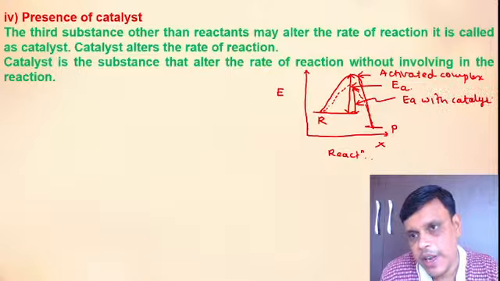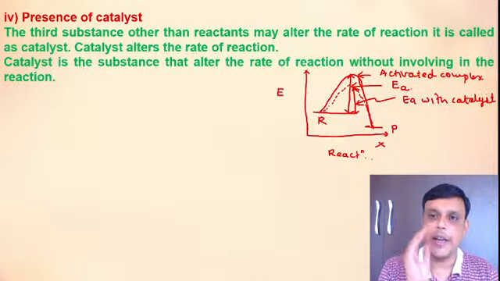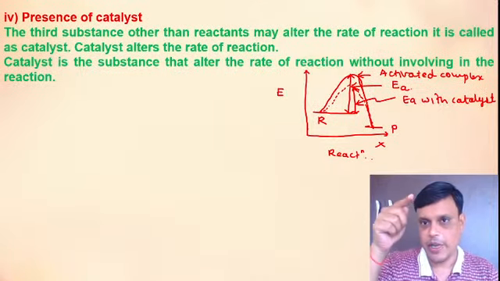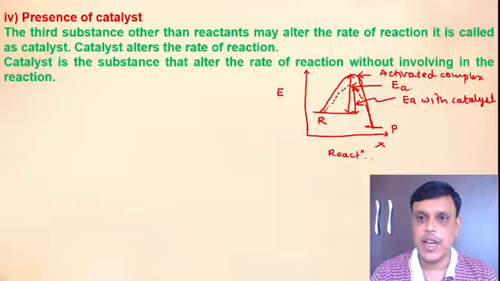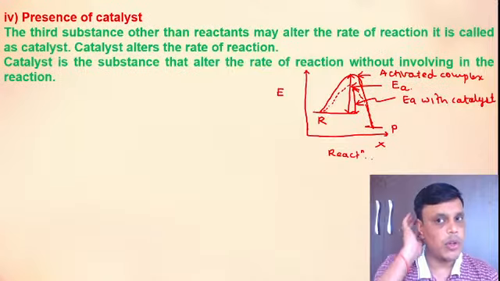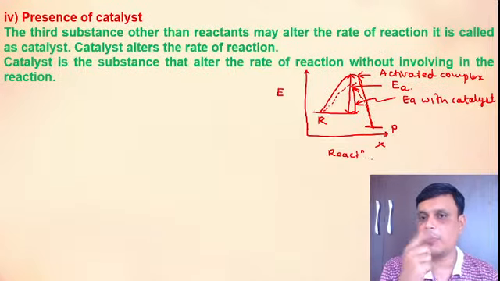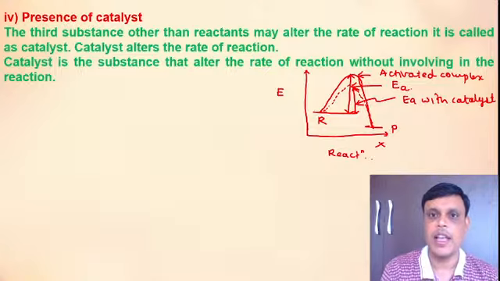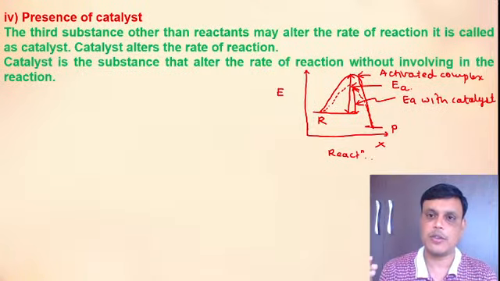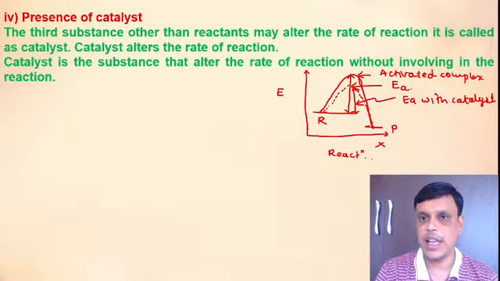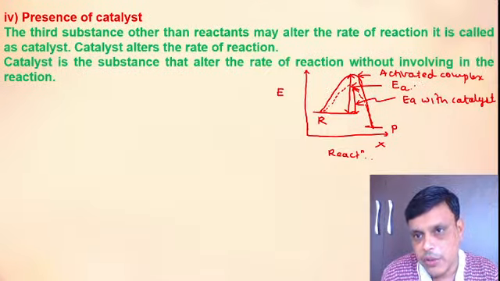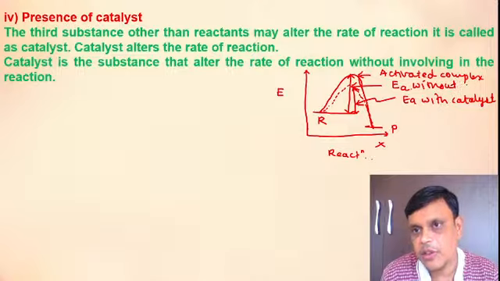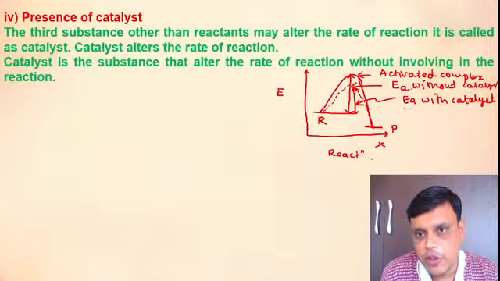So what is the role of catalyst here? Catalyst provides an alternate route to form an activated complex, and that alternate route is a low energy route. So in presence of catalyst, energy of activation is low, and I have told you energy of activation is inversely proportional to the rate of reaction. If high energy of activation, rate of reaction is low. Low energy of activation, rate of reaction is high. This is the energy of activation without catalyst, and this low energy of activation is with catalyst.